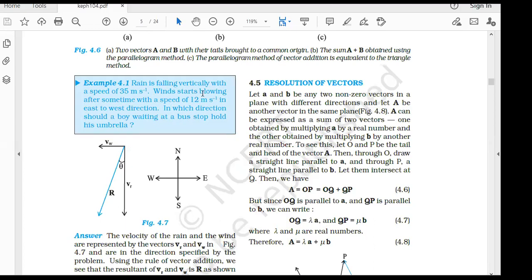However, I don't know if we discussed this, because here rain is falling vertically and wind starts blowing after some time with a speed of 12 meters per second in the east to west direction. In which direction should a boy waiting at a bus stop hold his umbrella? So can anyone tell me whether this is a type 1 or type 2 problem? Type 1. Why type 1?